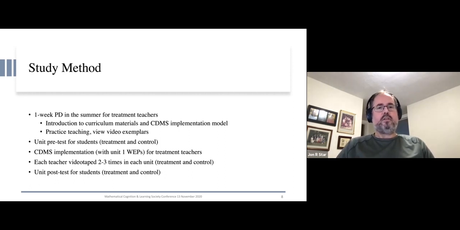In terms of other features of the study, there was a unit pre-test and a post-test that was given. And in addition, we videotaped all the teachers in both the treatment and the control in their implementation. The teachers were videotaped 2 or 3 times for each unit.